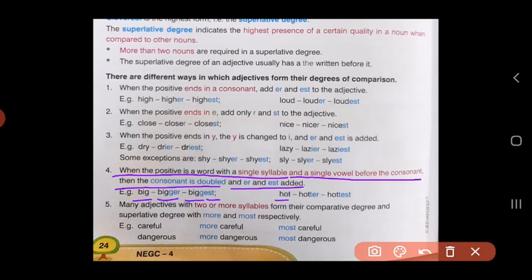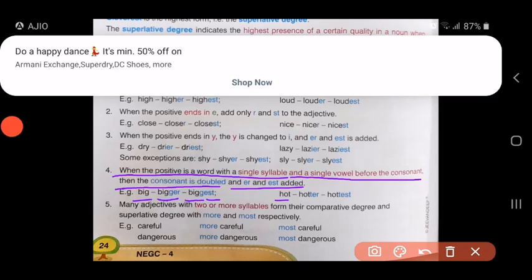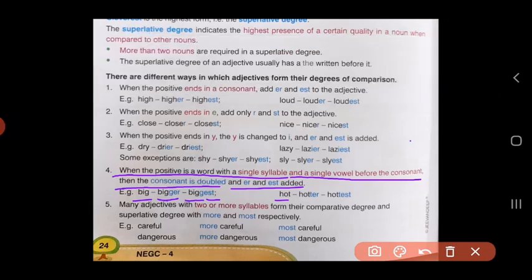Hot, again there's a single vowel O before the consonant T. So double the last consonant. So single T will become double T. H-O-T-T. H-O-T-T-E-R. Hotter. H-O-T-T-E-S-T. Hottest.